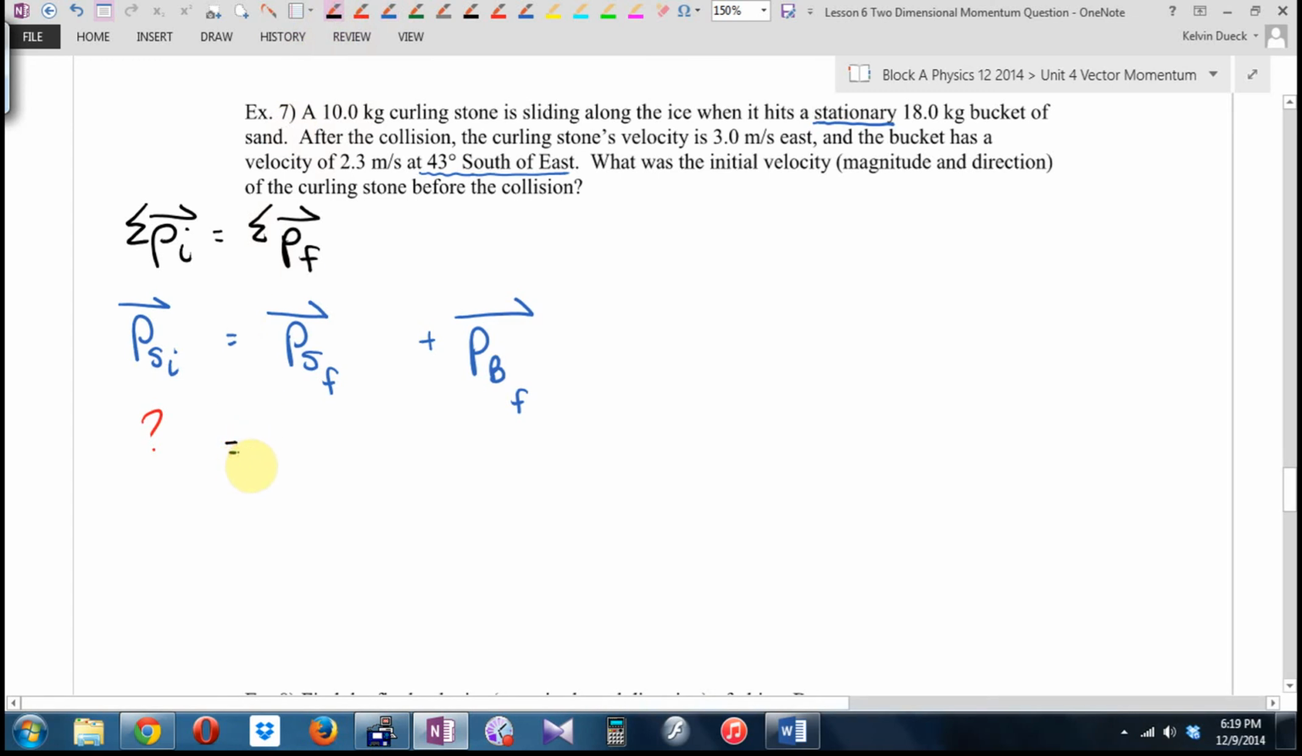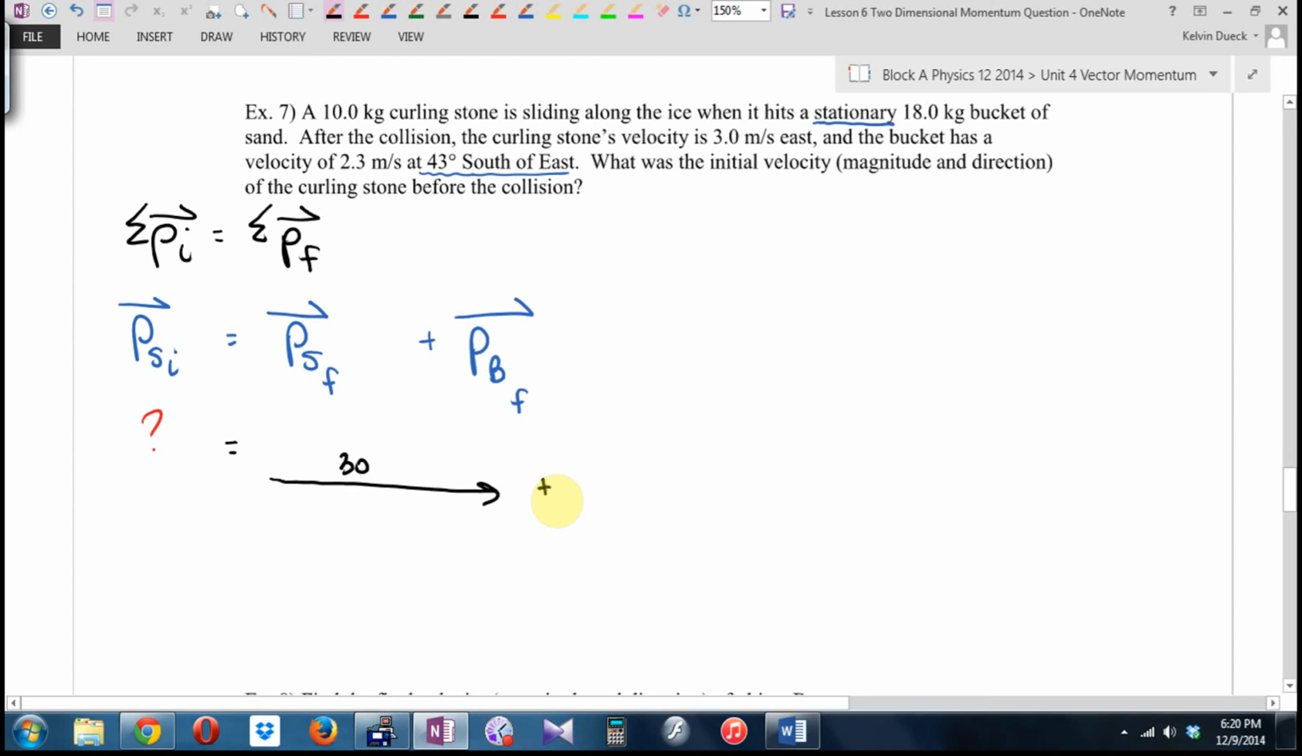After the collision, the stone is 3 meters per second due east. As a picture, it's going to look like this, but I'm not going to put a 3 here. What goes on here is not velocity. What goes on here is momentum, which is going to be mass times velocity. I can do that one in my head. 30 plus.